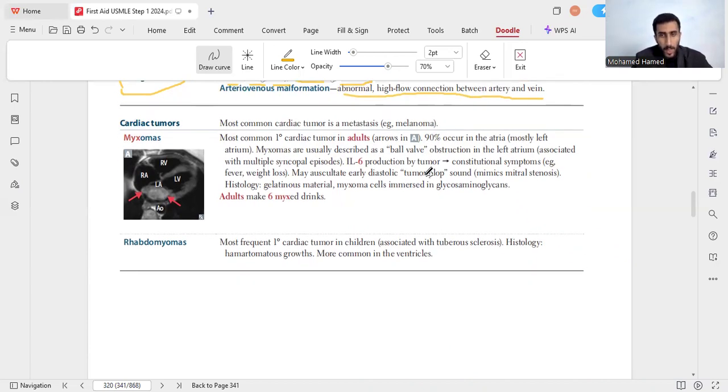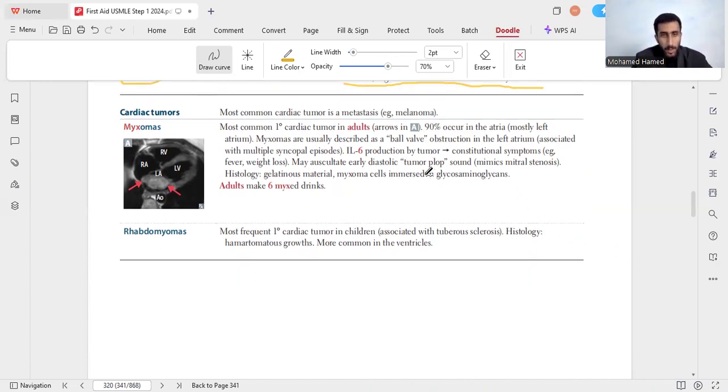So the next topic, not very high yield, is cardiac tumors. There are myxomas and there are rhabdomyomas. The difference between them: the most common primary cardiac tumors in adults are the myxomas, versus the rhabdomyomas, which are the most frequent primary cardiac tumors in children.